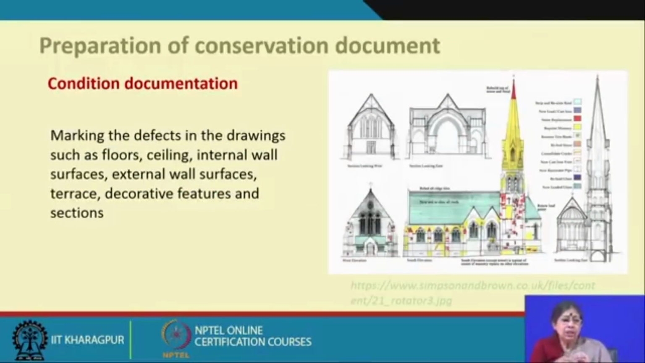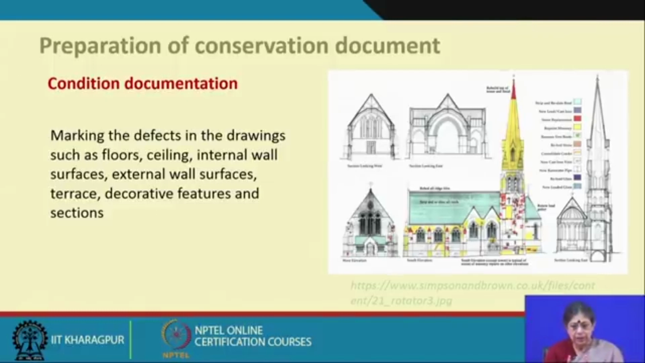Now, once the problem identification is done and the measured drawing is done, the third stage is how they are actually recorded. What we call the condition document, or condition assessment, or condition mapping. There are various terms used. As you can see, the measured drawing is the basic step, but with the help of the measured drawing and different types of techniques or testing, one has to record that and put that information on the measured drawing.